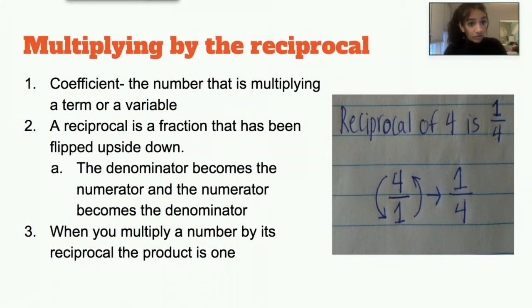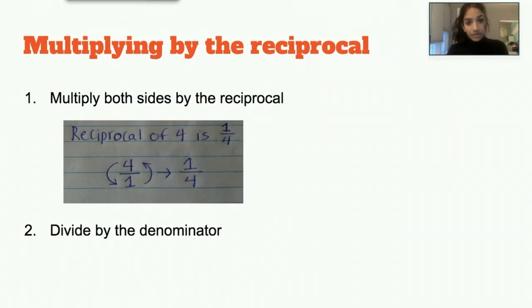So the reciprocal of 4, which was our coefficient from the last problem, is 1 over 4 because you can represent 4 as 4 divided by 1. And whenever you multiply a number by its reciprocal, the product is always 1. So if we multiplied 4 by 1 over 4, we'd get 1. Now we're going to use that approach to this problem.